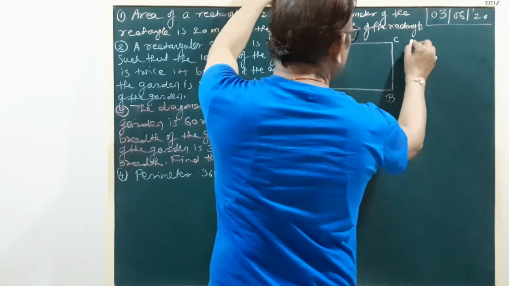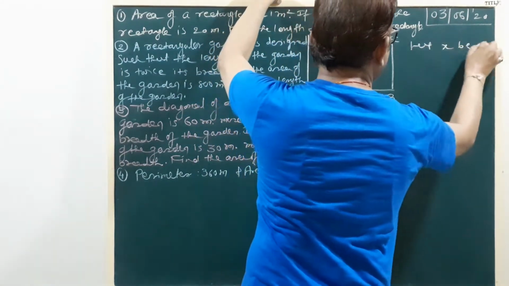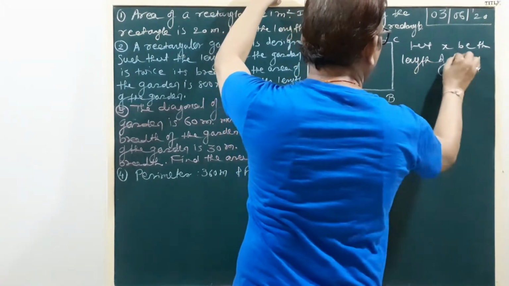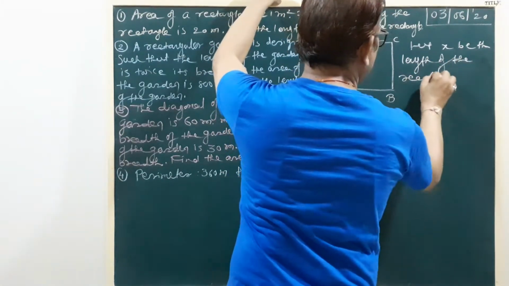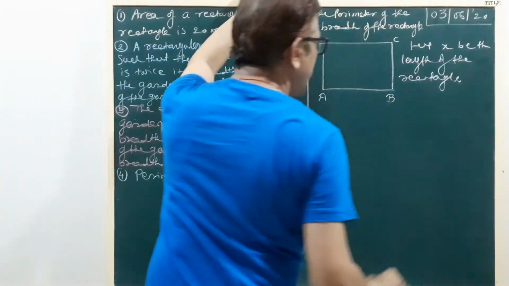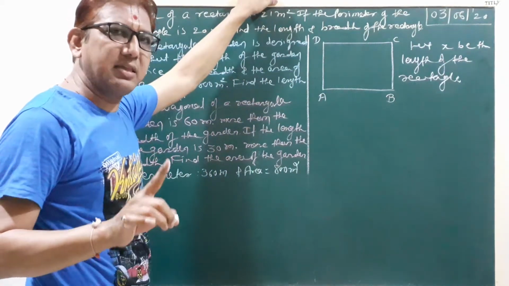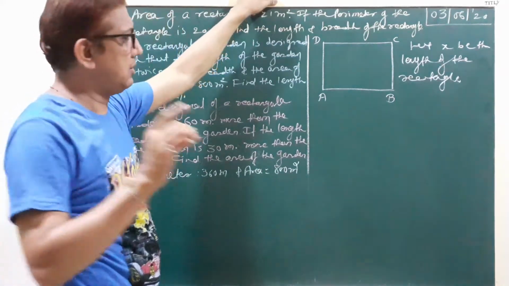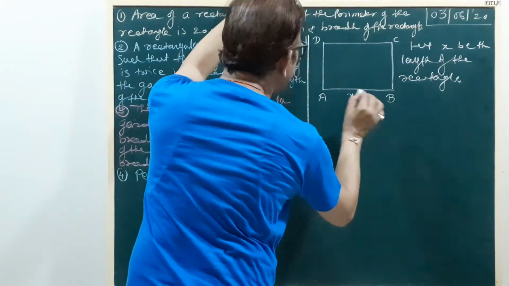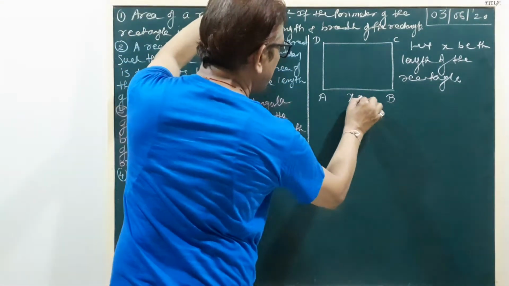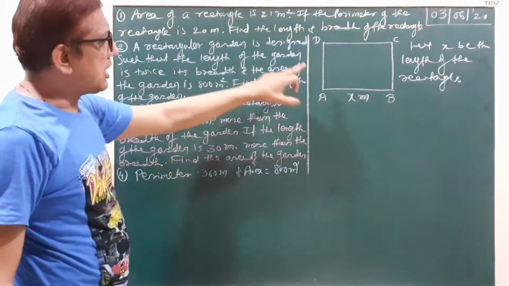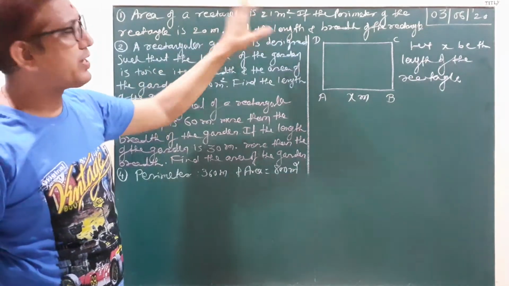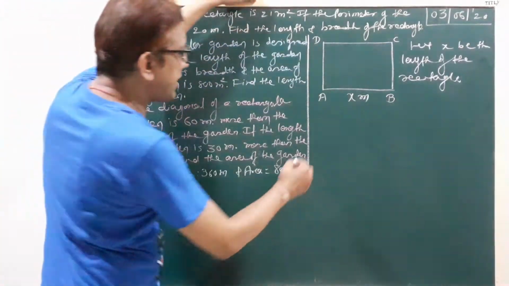First, we suppose let x be the length of the rectangle. You can suppose length or breadth, anyone. Here we suppose the length is x meter because area is in meter. So here x meter. Now what is the breadth? The first sentence says the area of a rectangle is 21 meter square. So first we apply area.